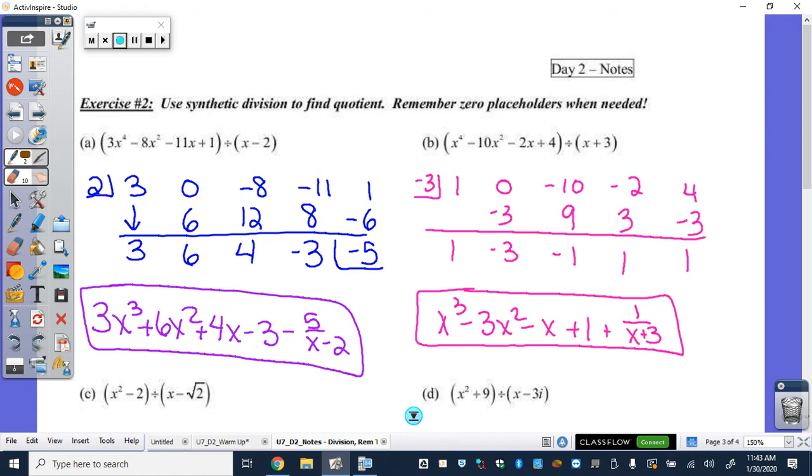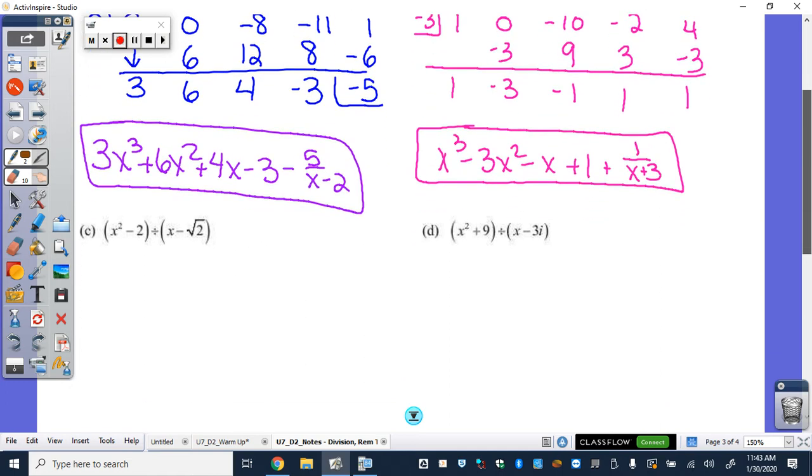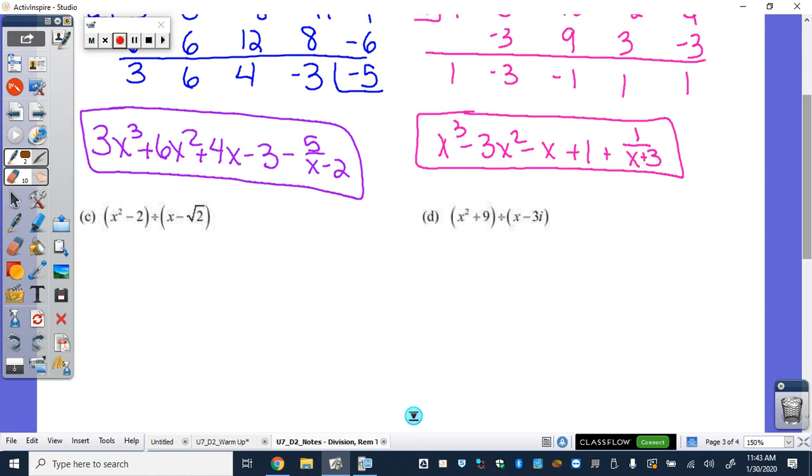All right. What about that next one, letter C? What would we put over in our top left corner? Radical 2. If I set this equal to 0 and I solve, I'd add my radical 2 over. So I'm using radical 2 as my root. So my coefficients would be 1, 0, and negative 2, because that's missing the x term. So we got to have that 0 placeholder for that.